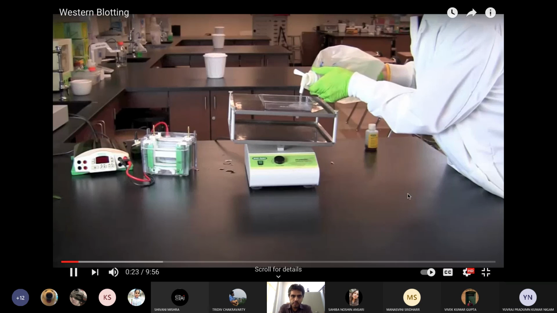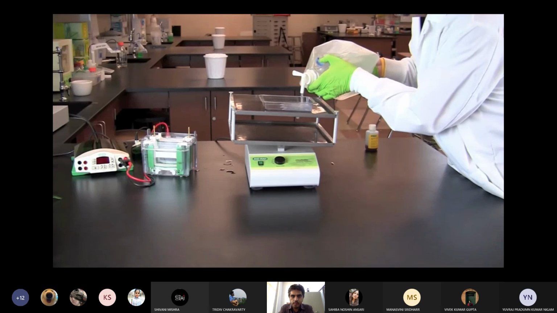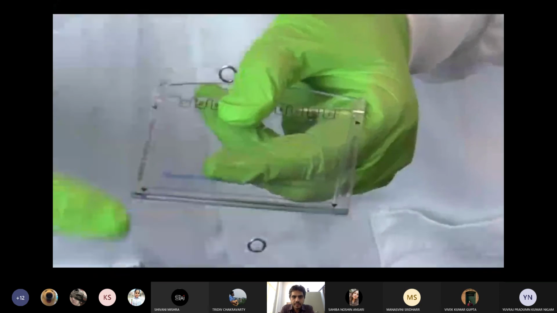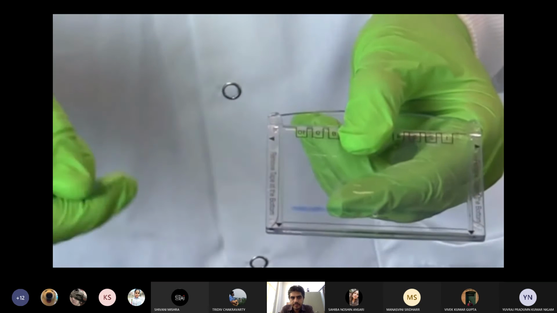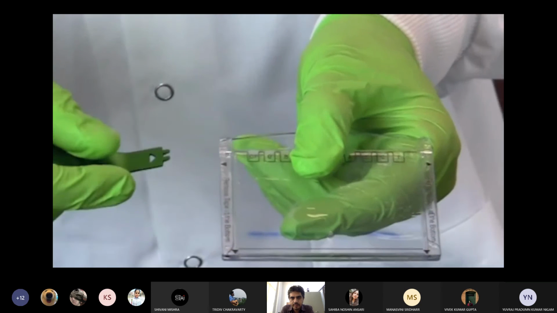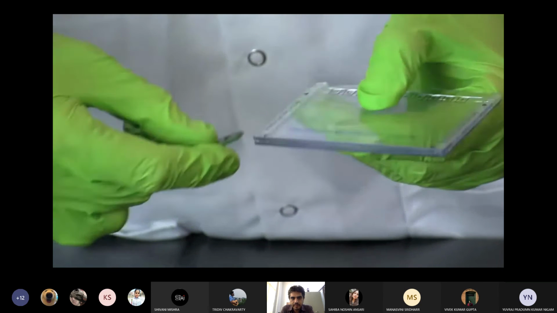Using this buffer to equilibrate your gel prior to starting the Western blot. Next, the opening key. Line up the arrows on the lever with the 4 arrows on the cassette to open the cassette.